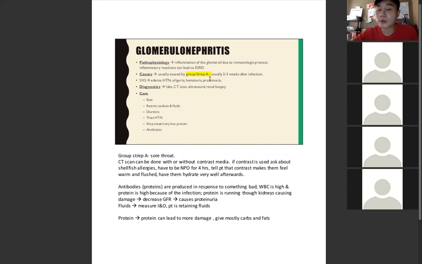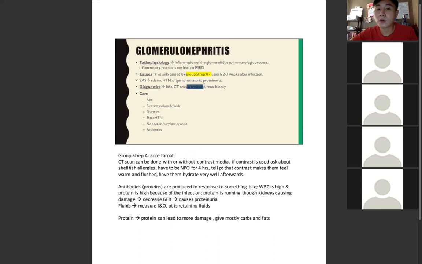Usually caused by group strep A, usually 2 to 3 weeks after the infection. Signs and symptoms include edema, hypertension, oliguria, hematuria, proteinuria. These are the signs and symptoms. Diagnostics include labs, CT scan, ultrasound, renal biopsy.